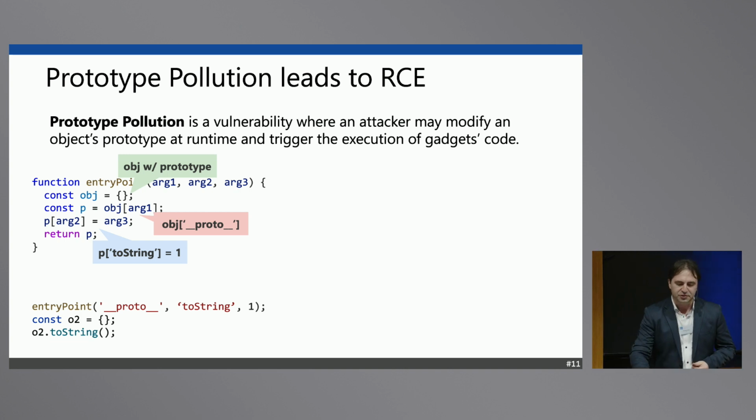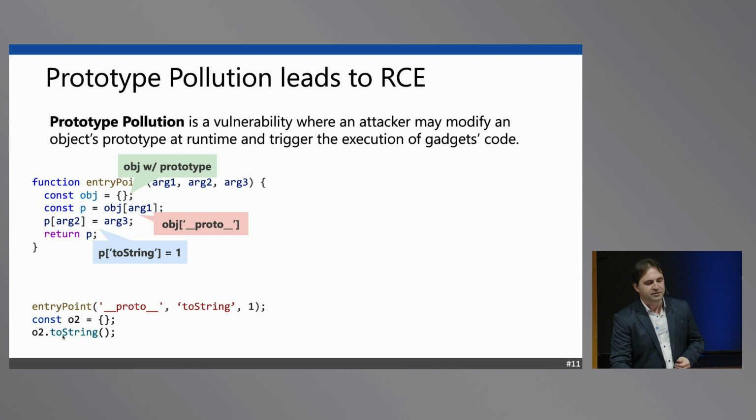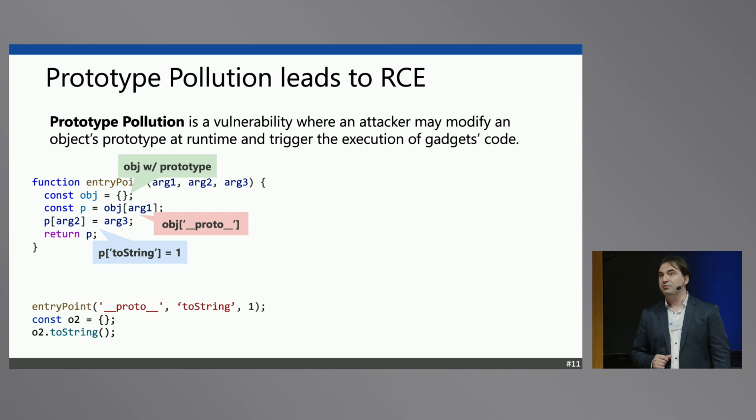So now, let's assume that we have the code down here. So we create an empty object and call toString, so completely benign code. Well, if the attacker manages to call this entry point with these 3 arguments that I told you before, this is a denial of service attack, basically. Now, denial of service is interesting, but kind of boring, so we want to achieve remote code execution here.